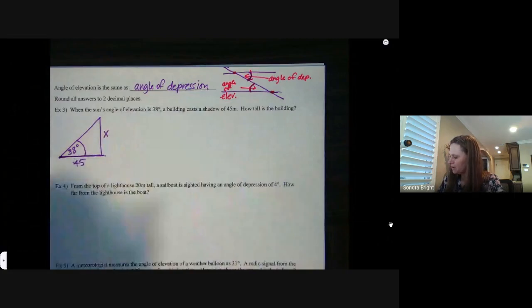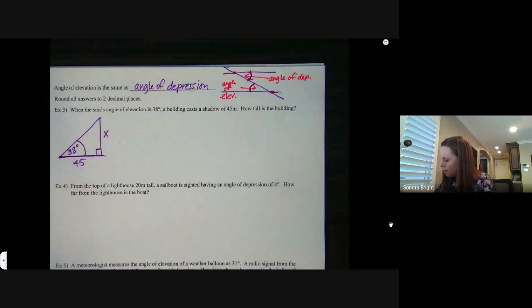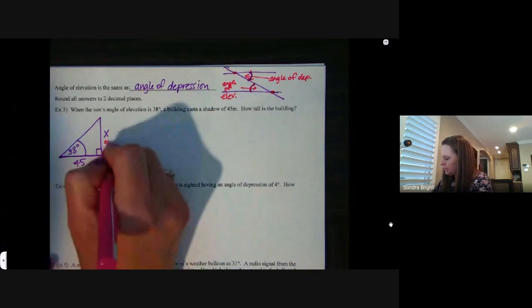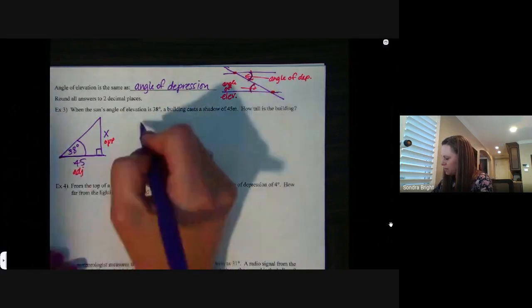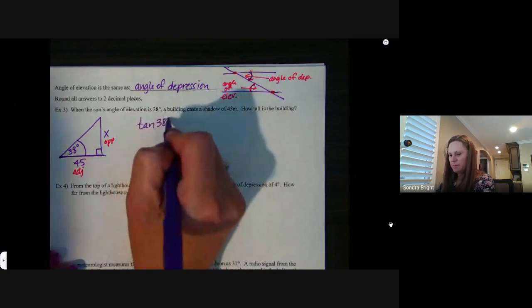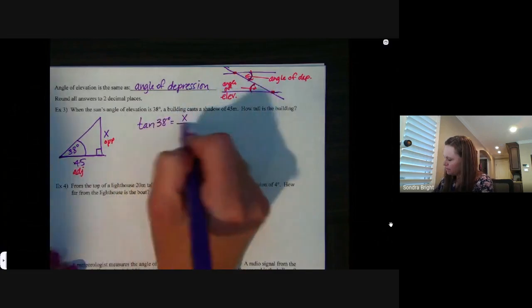Okay. All right, so that's the information I know. And this is the side opposite. And this is the side adjacent. And so we're going to use tangent. Tangent of 38 degrees is equal to opposite over adjacent, multiplying both sides by 45.